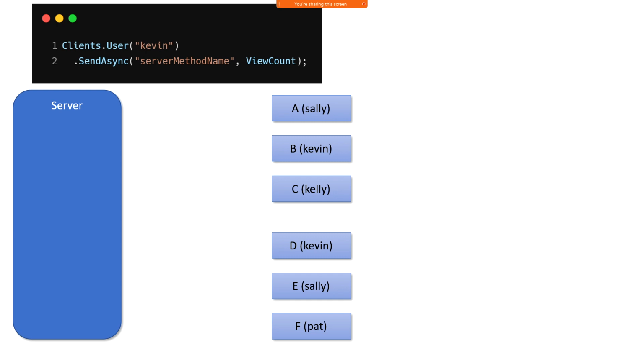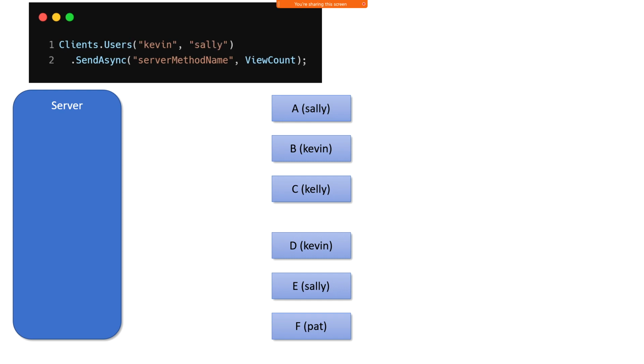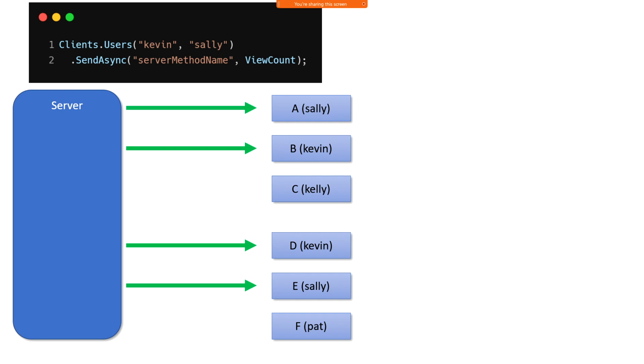If you're using identity, so ASP.NET Core Identity or something that has an IPrincipal, you can actually get a client based off of their principal name. So let's look here. You have A, B, C, D, E, F with different usernames. So I could tell SignalR I want to send to the user Kevin, and it's going to look for every connection where the user is Kevin, and they get the message. You can also say multiple users, Kevin and Sally. So Kevin and Sally, we all get the message.